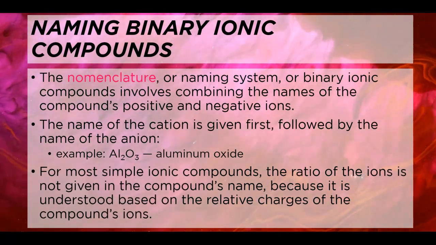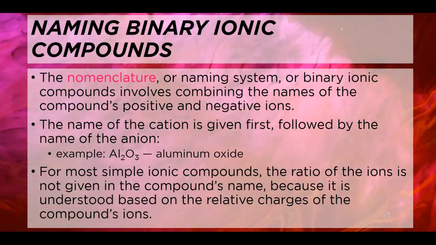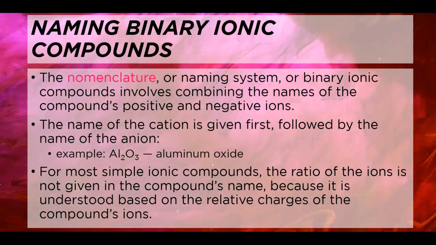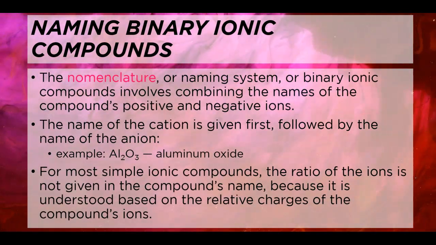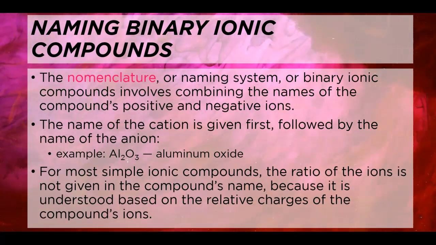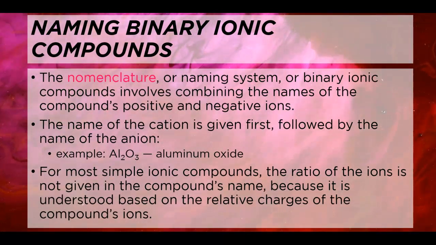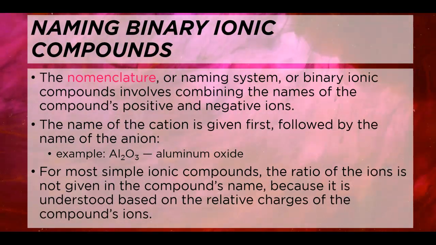So this naming system we call nomenclature. Anytime we have a system of naming things, we call that nomenclature. Even in biology, when you're naming species, we call that a nomenclature. But the cation always comes first, and then the anion always comes second. A lot of times people wonder how you know which of the 2 ions will come first. We always go positive and then negative.